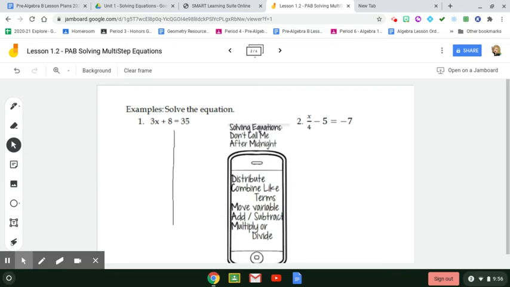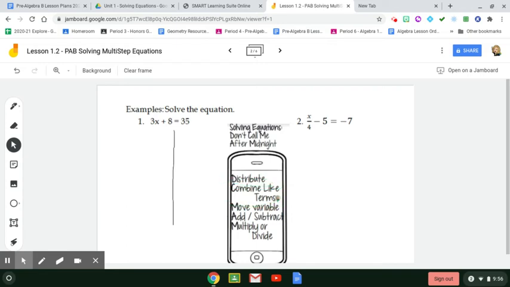If we go through our little checklist here, we don't have any distributive property, so I'm going to cross that one out. We don't have any like terms, so I'm going to cross that out. We don't have variables on both sides, so I'm not going to worry about that. Okay, so these guys are all gone.